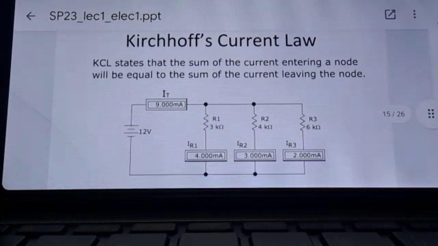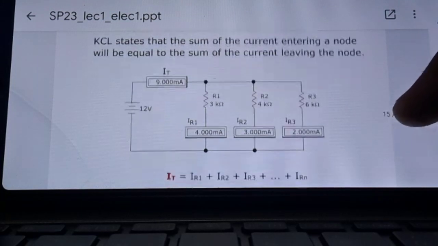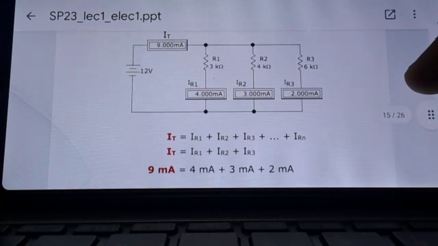Now we have Kirchhoff's current law, that means KCL. KCL states that the sum of the currents entering a node will be equal to the sum of the currents leaving a node. Here we can see a circuit that explains KCL.